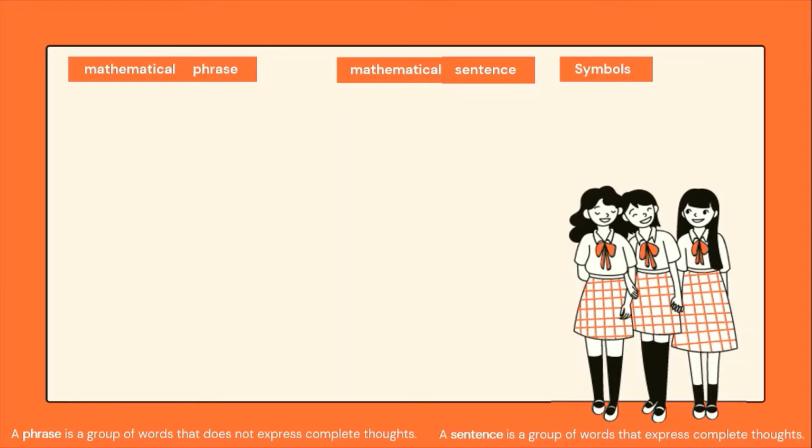Hindi rin nawawala ang symbols sa math. Meron tayong dalawang kinds of symbols. First, we have operational symbols and relational symbols. When we say operational symbols, from the word itself, these are symbols that are used to imply operations. For relational symbols naman, these are symbols that are used to imply relation of two quantities. Say for example, equality and inequality, but for this video, we will be focusing on mathematical phrase only.